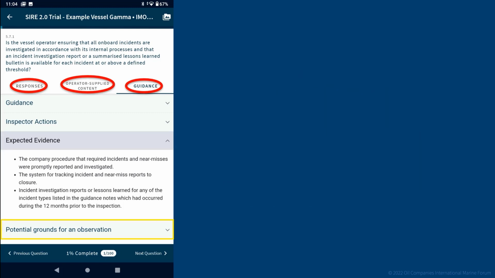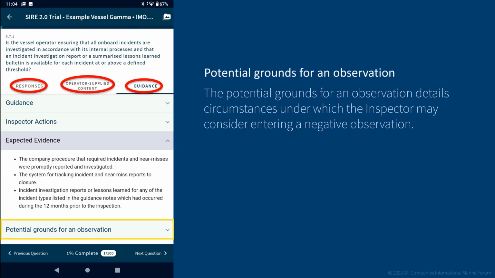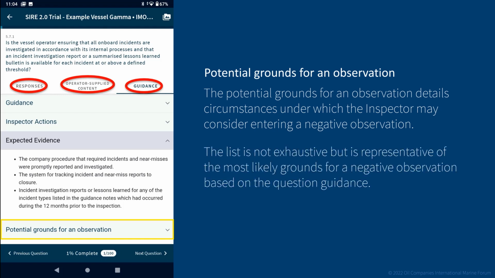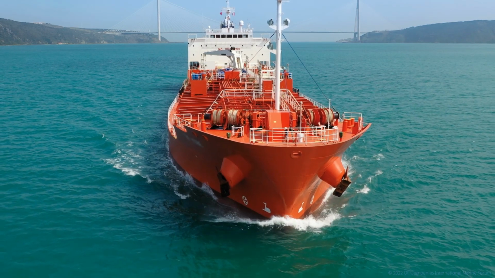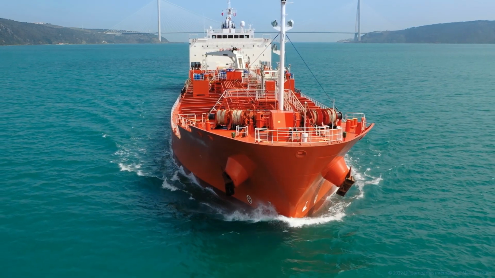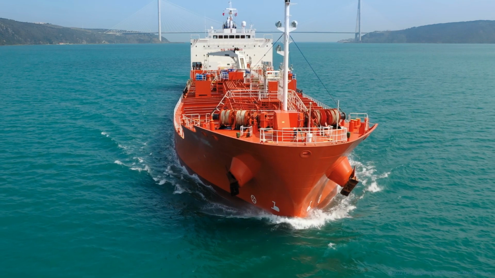4. The potential grounds for an observation details circumstances under which the inspector may consider entering a negative observation. The list is not exhaustive, but is representative of the most likely grounds for a negative observation based on the question guidance. In this module, we have looked at the type of question guidance available in the SIRE 2.0 inspection.